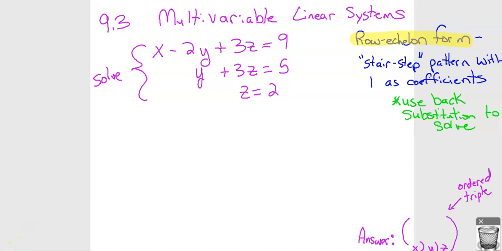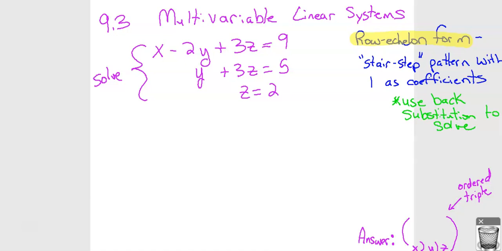This is 9.3, solving multivariable linear systems. We just got done learning how to solve a system of equations. Typically, we did two equations, so two lines, or a parabola and a line, or an exponential growth and a parabola, whatever. Typically we did two equations, and we solved them.